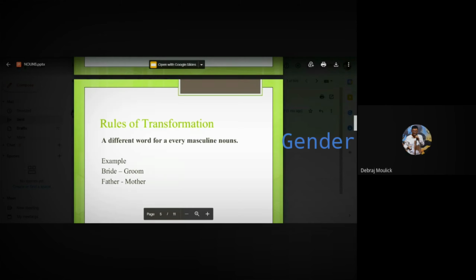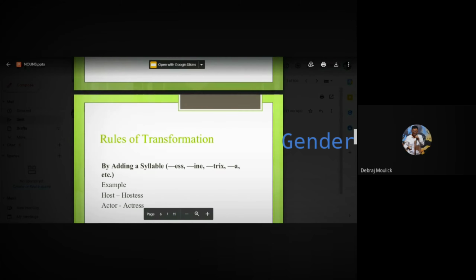Father and mother, brother and sister, boy, girl, sir, madam, actor and actress. That's a different thing. So you are just changing a few of the letters. There are some rules attached to it, but this is basically the rule of chaos. You just need to mug up. There is no hard and fast rule over here. So, a different word for every masculine noun.